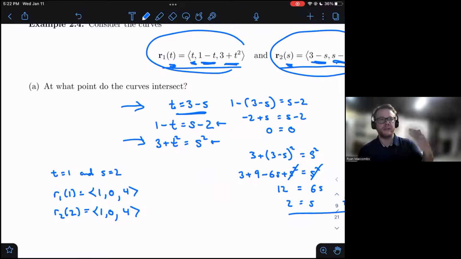So at what point do the curves intersect? There we have it. So this would be our final answer of 1, 0, 4.